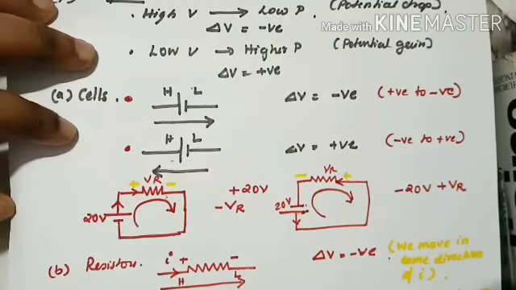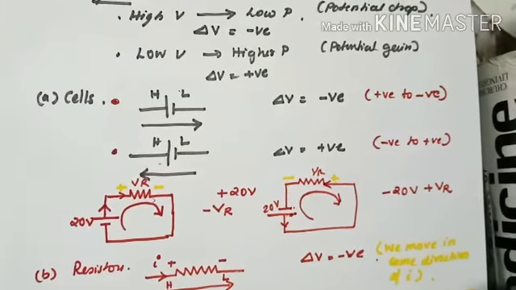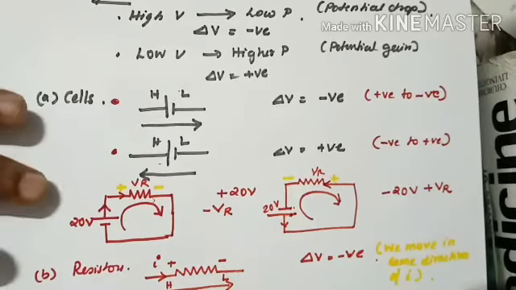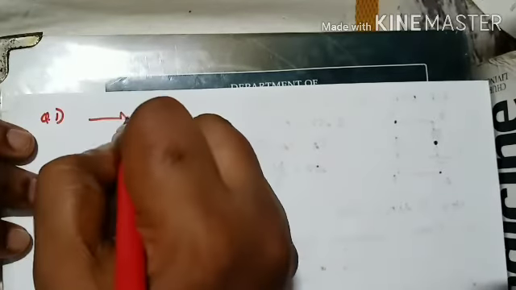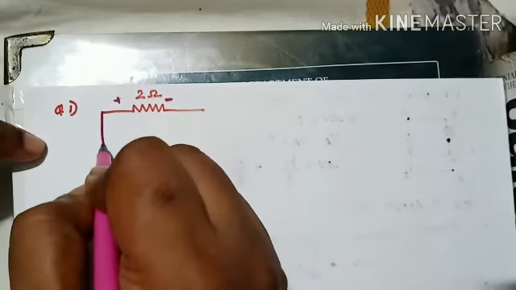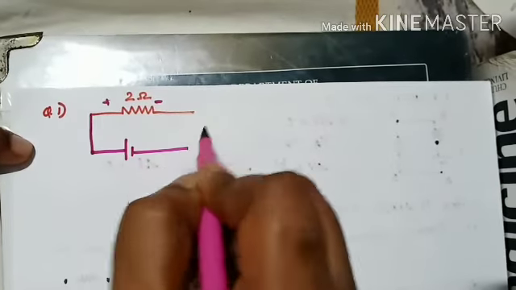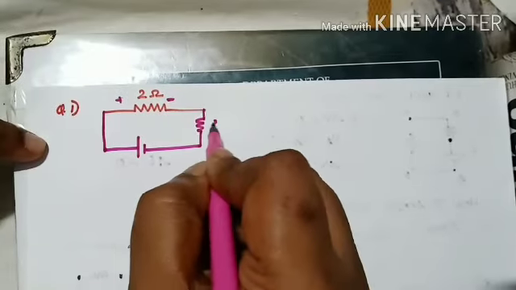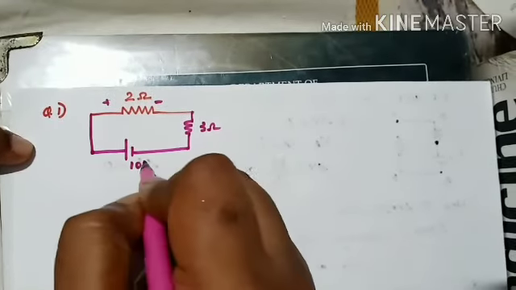Now we'll do some problems, then you will understand the significance of Kirchhoff's law. Let's move on with the numerical. First we'll do very simple questions, guys. First question: this is your 2 ohm resistance. I'm going to give a 10 volt supply, and there is another resistance, 3 ohm.